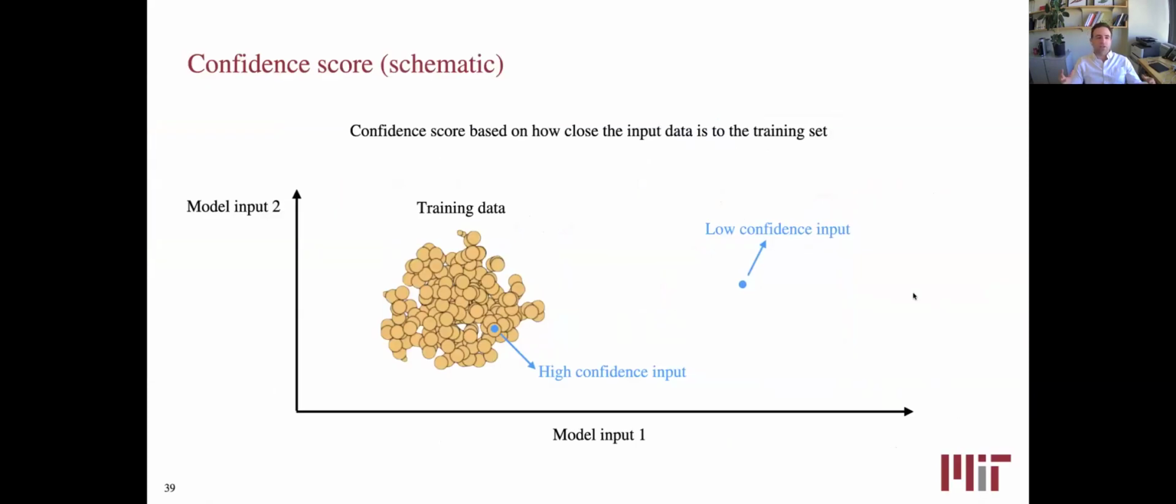This is just a sketch. In reality the input is high dimensional. It has 6 dimensions. But this is conceptually how it works. Imagine that I have only 2 inputs, input 1 and input 2. And imagine that my training data contains these yellow-orange dots. So this is the data I use for training the model. And those are simple cases.